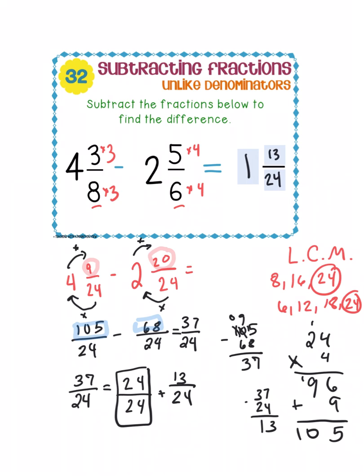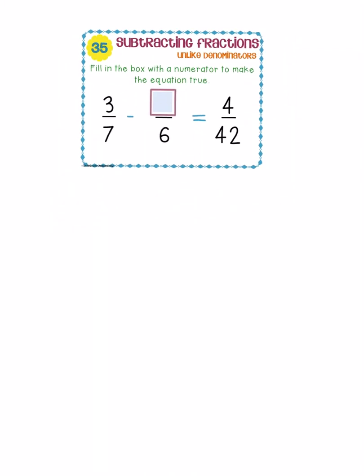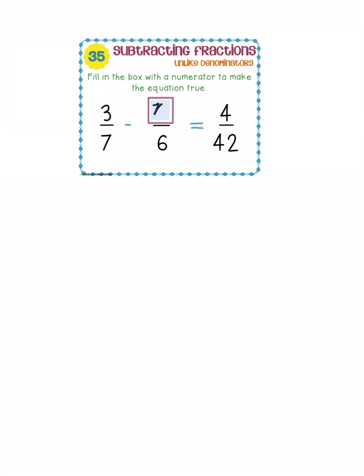Let's see if we can break it down into a step-by-step process for the next problem. Okay, for this next problem, we have a fill-in-the-blank option. 3/7 minus, I'm going to put n for numerator here, n for numerator over 6. So this is like our variable or our mystery number that we're trying to figure out. We want to know what the value of n is. And it's going to equal 4 out of 42 when we're done doing that subtraction.